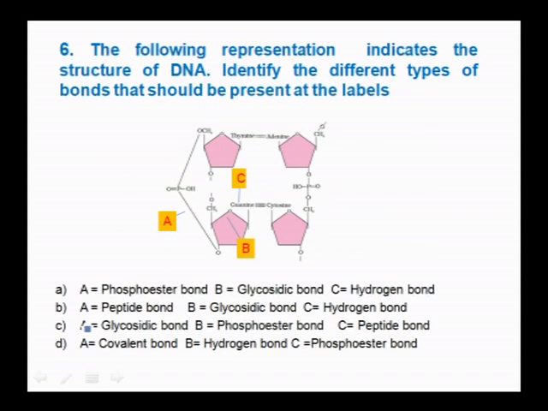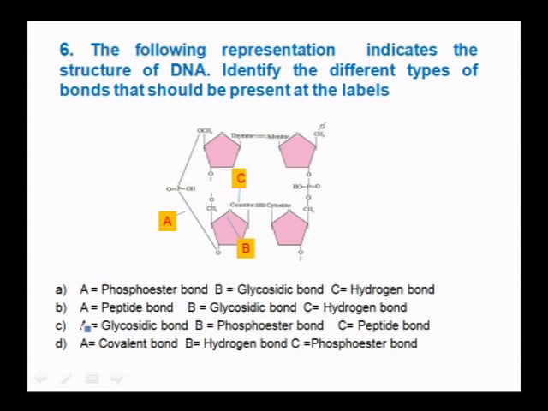Sixth one is indicating the structure of DNA, and we have labeled the different bonds present in them. We have to identify the different bonds now. Label A is indicating a bond extending between the pentose sugar and phosphate group. We call it as phosphoester bond.